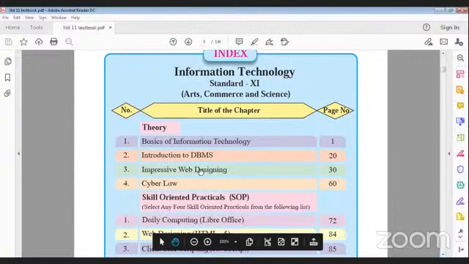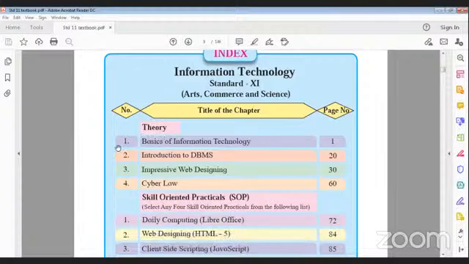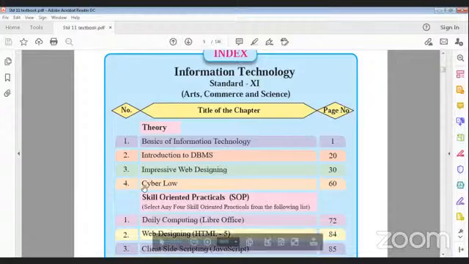Now beginning with this theory and SOPs. If you observe, students, here you have this theory part, and in the theory part you have these 4 chapters. Basics of information technology, introduction to DBMS. Chapter 3 is impressive web designing, in which you'll have HTML codes. And the last one, chapter 4, is cyber law.